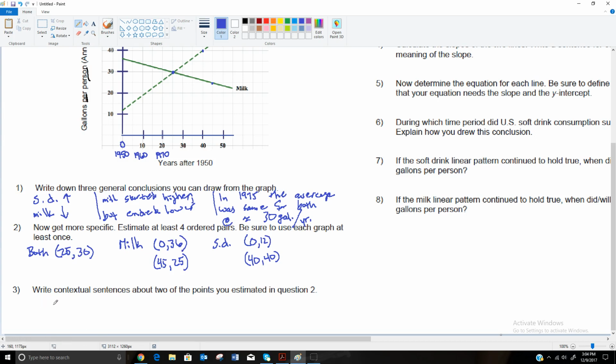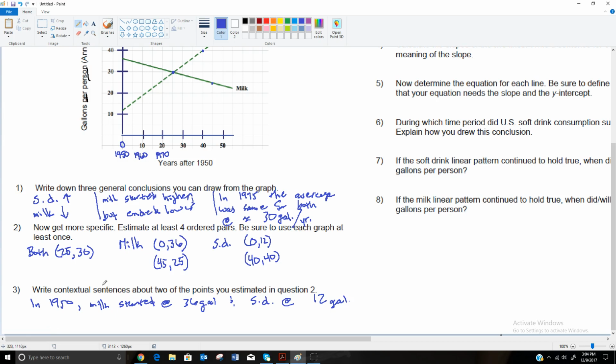So you could say, we'll just actually kind of combine these two. So in 1950, milk started at 36 gallons and soft drinks at 12 gallons. So we kind of actually talked about both of those points.